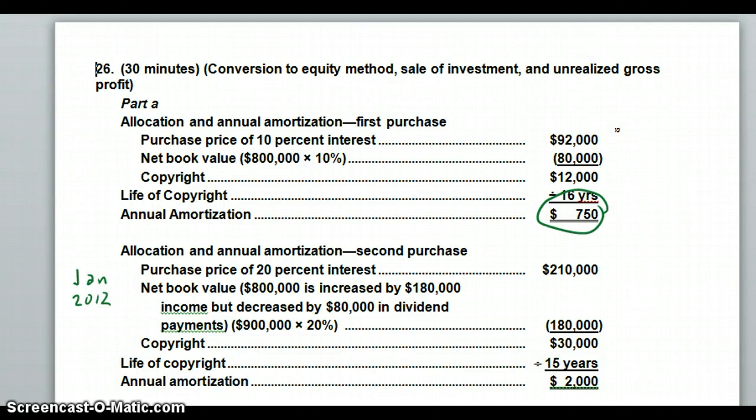Again, they attribute this excess to the copyright, which now has only 15 years left. And if we're using the equity method, there will be annual amortization associated with the excess purchase price over book value of $2,000 a year for 2012.